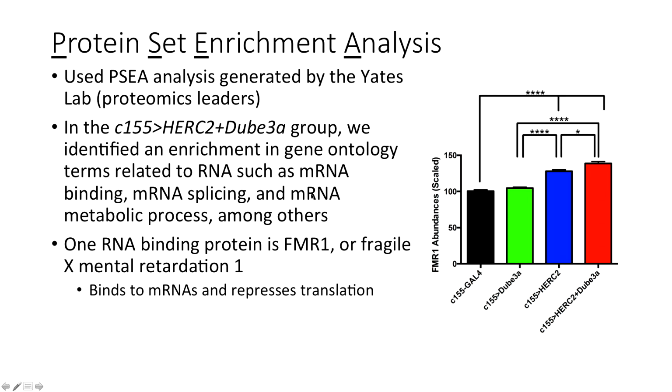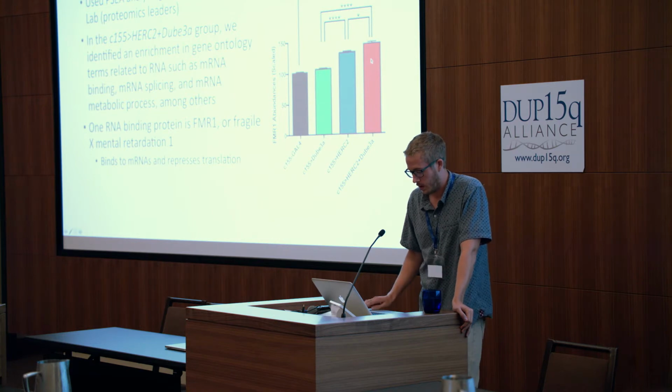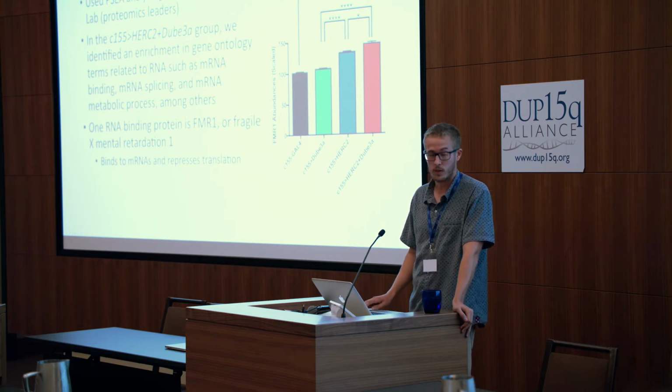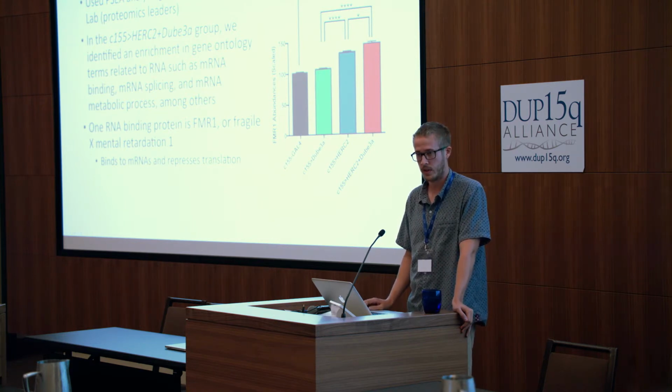You can see here overexpression of just UBE3A alone, we don't see any upregulation of FMR1, but when we overexpress HERC2, FMR1 levels go up, and when we overexpress both UBE3A and HERC2 at the same time, these levels get even higher. And that's something that I want to follow up on more now. There are really good antibodies for FMR1 in the fly, so that's something I'm going to look into a little bit more.